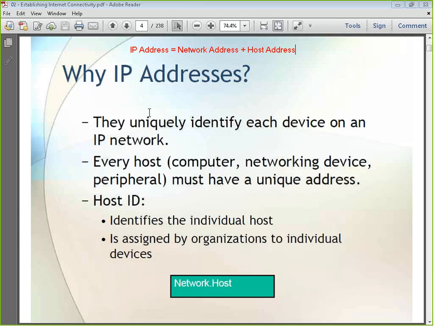Okay, let's now get into the second part, that is the host address. The host address is also referred to as host ID. Host address is also called host ID.